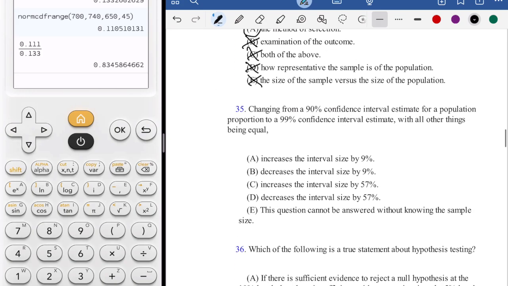And that method is putting all the names of the individuals in a hat and randomly selecting n number of people. All right. Changing from a 90% confidence interval estimate for a population proportion to a 99% confidence interval estimate with all other things being equal. It's asking us what's going to happen to the interval size. Or at least it seems that way. So: increases the interval size by 9%, decreases it by 9%, increases it by 57%, decreases it by 57%. Well, it's a matter of area.